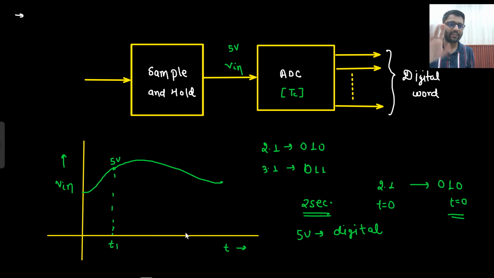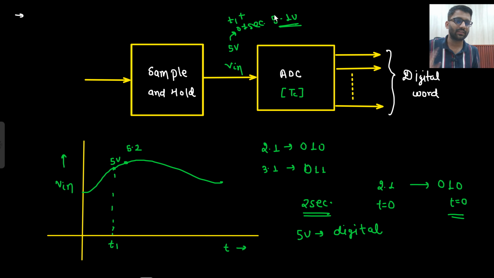But what will be happening at the input? At the input, very soon my input will be changing. At 0.1 second only, my input has changed to 5.1 volt. Now, at the input you are seeing 5.1 volt, but your ADC is processing 5 volt only, because 5 volt was applied at t equals t1. At t1 plus 0.1 second the input has changed, but currently it is processing 5 volt only. It will give the digital output after 2 seconds. Let's just say the digital output for 5 volt is 101. So it will give 101 after 2 seconds.